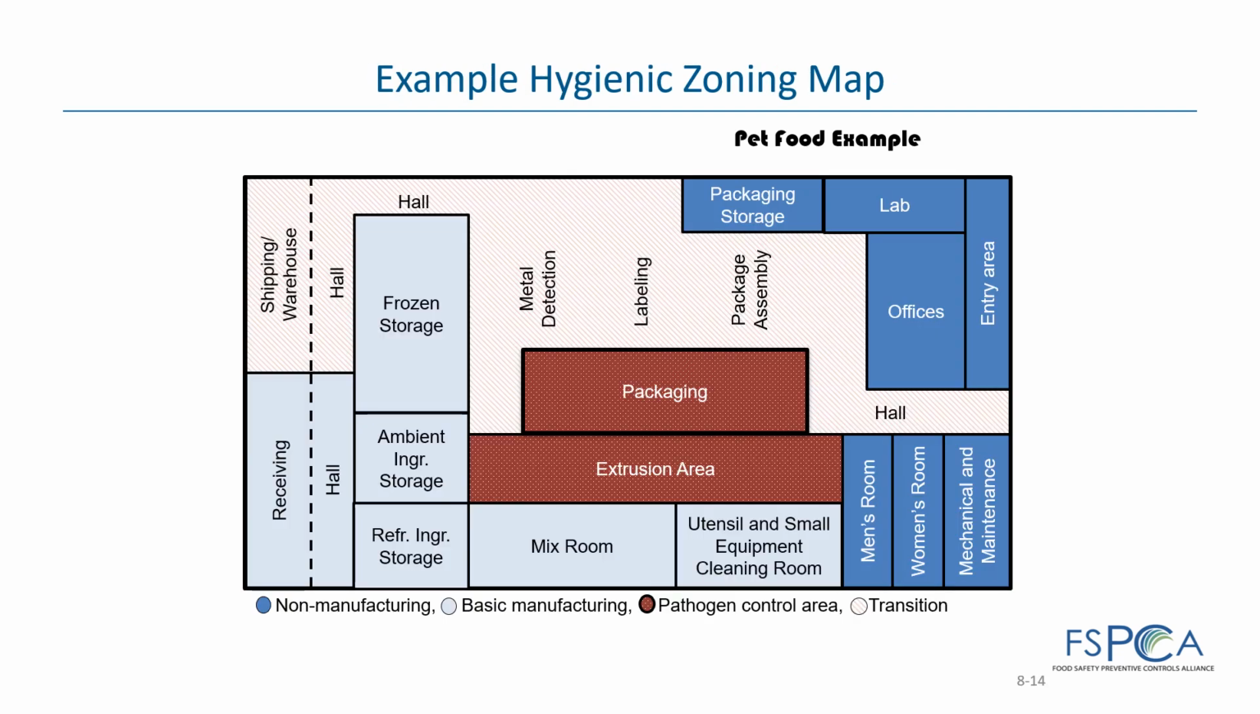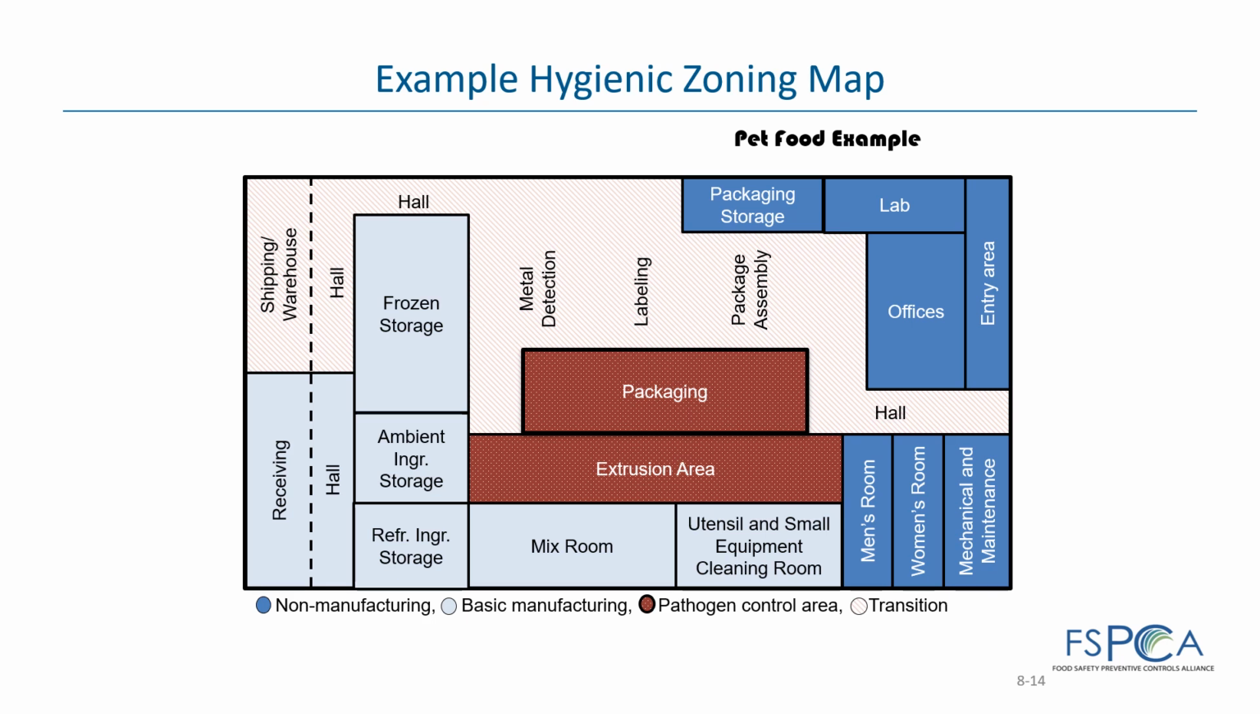Here's an example of a hygienic zoning map. It's my recommendation that if you are going to use hygienic zoning as a preventive control, that you create a map and make sure you include it in your food safety plan, so that anyone looking at your food safety plan can see where these different areas are and also understand how you treat them differently and what kind of risks are involved in each of these areas.